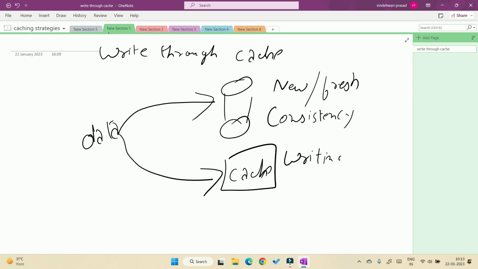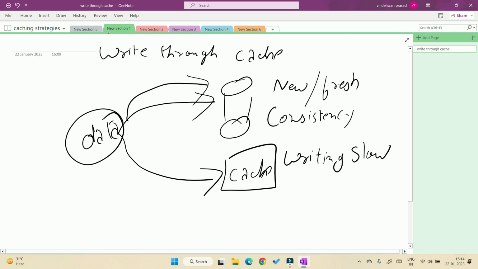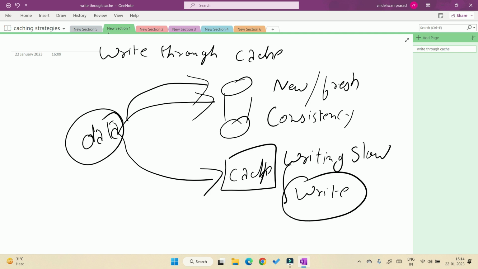But there is a problem: writing becomes slow. Why? As you update or write any data, instead of writing only to the database, you also have to write to the cache. So writing becomes slow. This is a big problem here. So it is always advised that if your application is write intensive, where you have to write many things, do not use this strategy of write through cache.